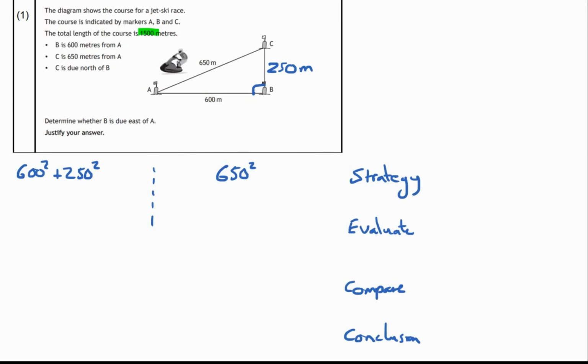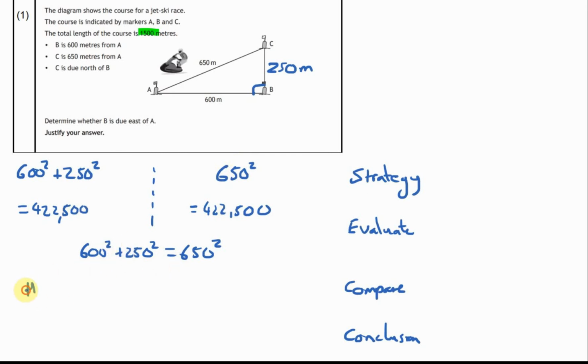Okay, so here we've got 422,500, and it's the same on this side as well, 422,500. So that's our strategy, doing a squared plus b squared and doing c squared. To evaluate that, we would say, yeah, absolutely, 600 squared plus 250 squared is equal to 650 squared. If it wasn't equal, we would say does not equal, put a line through the equal sign. But in this case, it does equal. So strategy, evaluate, compare, and now we just write a conclusion.